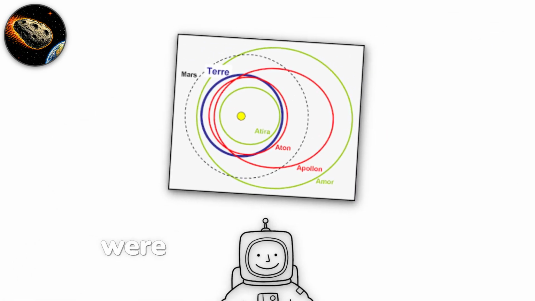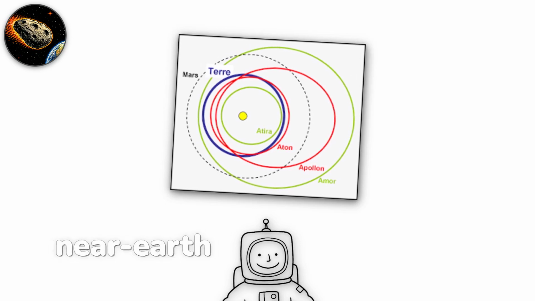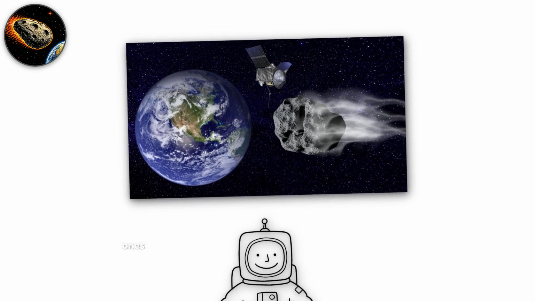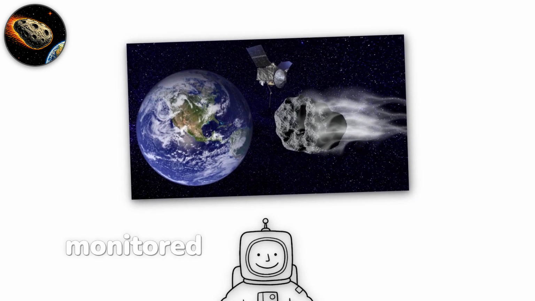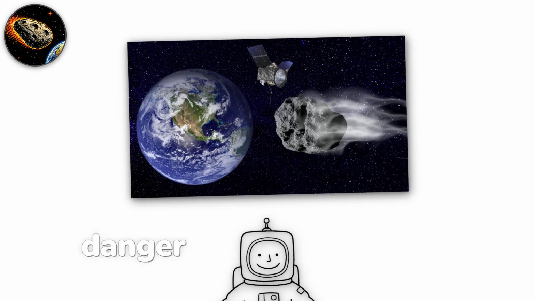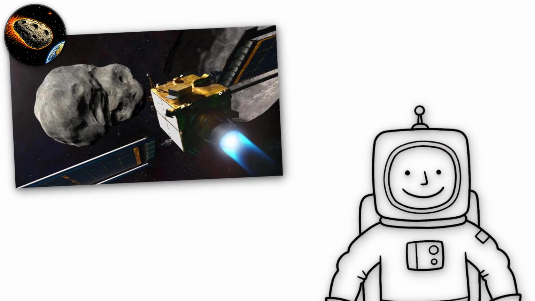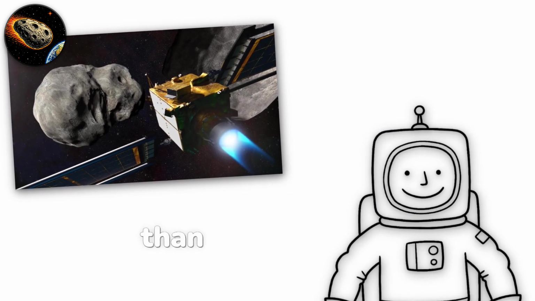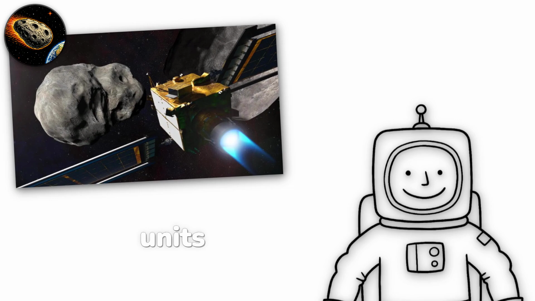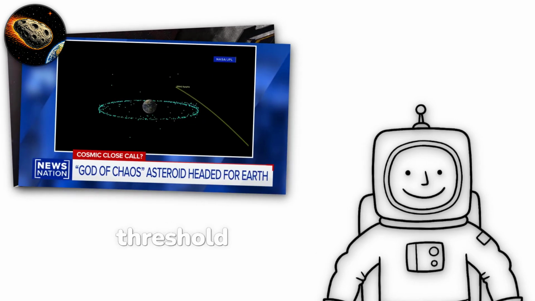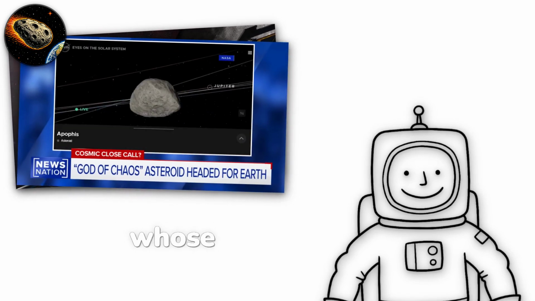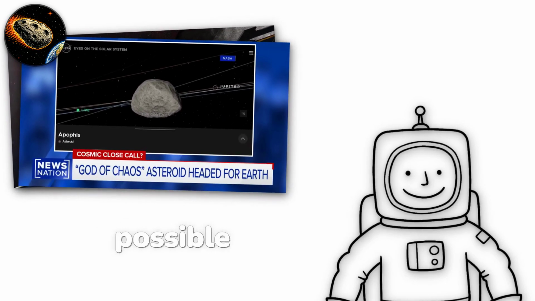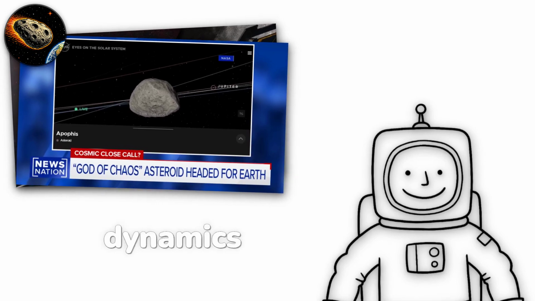Near-Earth asteroids were also commonly called NEOs, near-Earth objects, and there were currently more than 30,000 detected ones being constantly monitored, as these were the ones that represented the most danger to Earth. For an object to be considered a near-Earth object, the closest point of its orbit to the Sun had to be less than 1.3 astronomical units. The 1.3 AU threshold encompassed all objects whose orbits brought them close enough to Earth's orbit that impact was physically possible over the time frames of solar system dynamics.